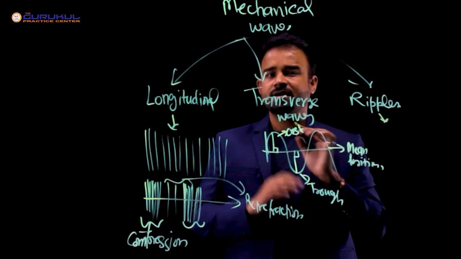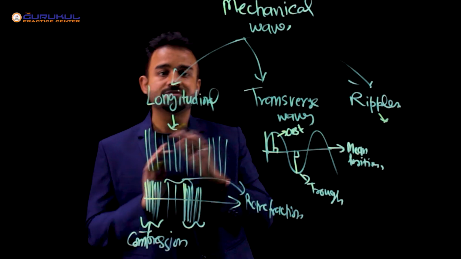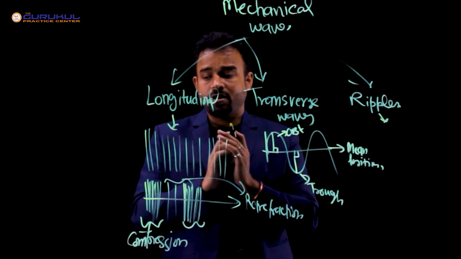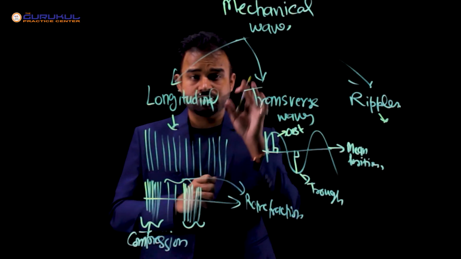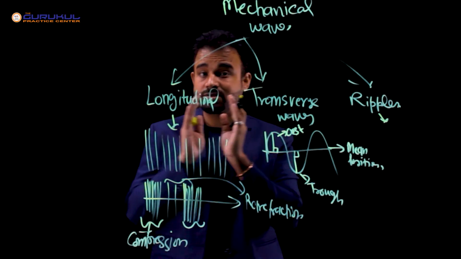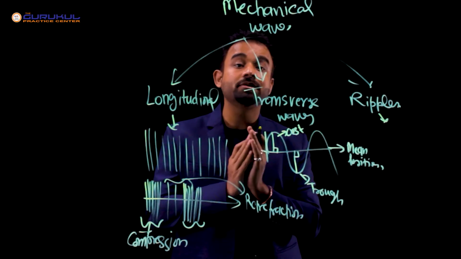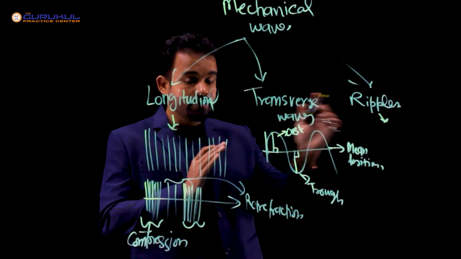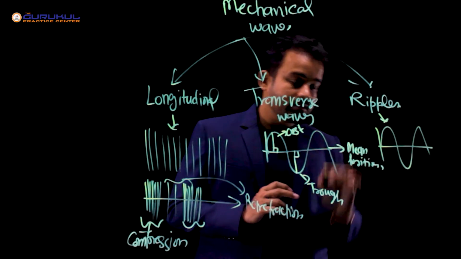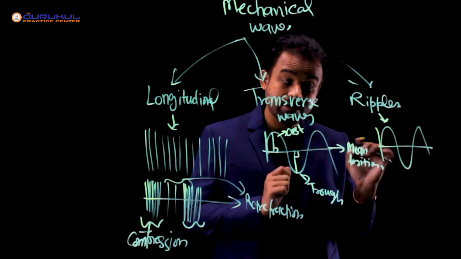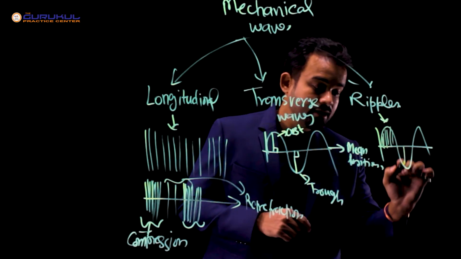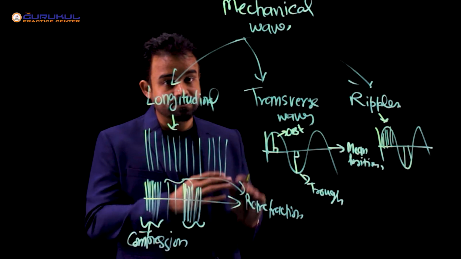Ripples are basically a combination of longitudinal as well as transverse. The kind of waves that you see on a beach, or in a pond if you throw a stone, these are water ripples. These are neither purely transverse nor longitudinal. These are basically a combination of both. Hence, we call them ripples. This is how they look. If suppose this is the wave, then this is how it will look. But whenever there is a crest, there will be a compression, and whenever there is a trough, there will be a rarefaction. So these are ripples.